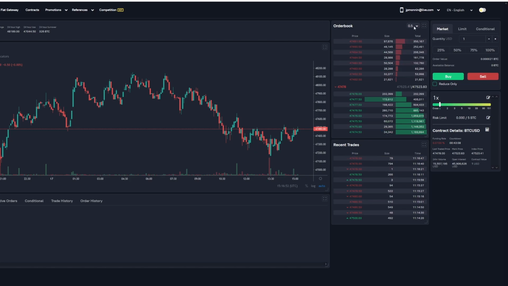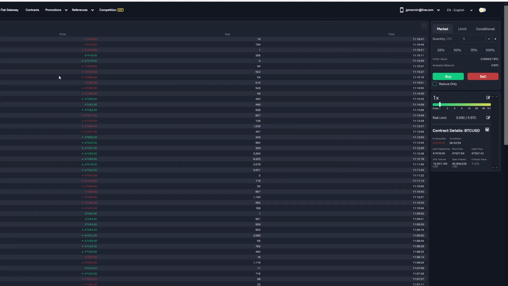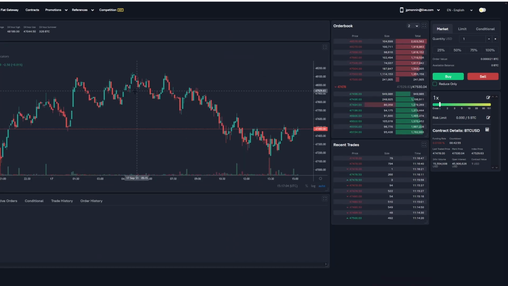And like I said, you're going to get this order book. You can actually change it from 0.5 to 1 and also 2. You can also look at the recent trades, and you can always pull these up in full detail as well if you want to see some of the larger trades, maybe what the whales are doing, what they're buying, what they're selling.